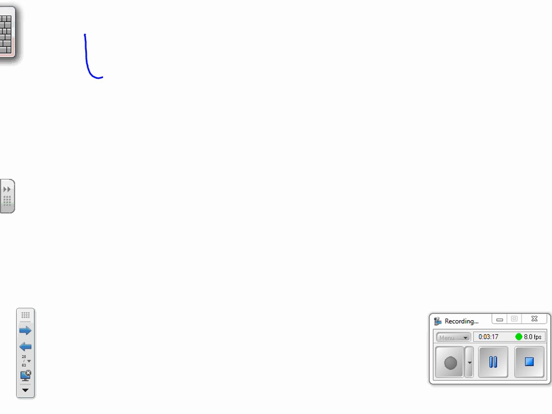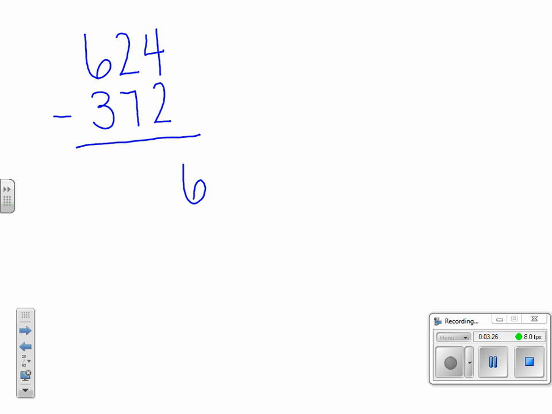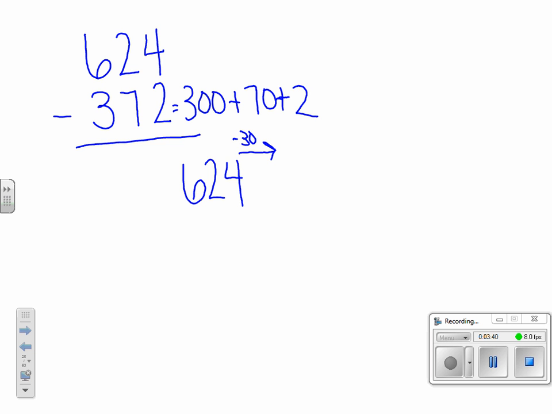I'll do one more. Let's do 624 minus 372. Okay, so I'm starting with 624, and I know that I'm going to have to take away 300, and then a 70, and then a 2. So what I can do is go ahead and start with the 300. Get that out of the way. That gives me 324. Now what I have to do is take away this 70.